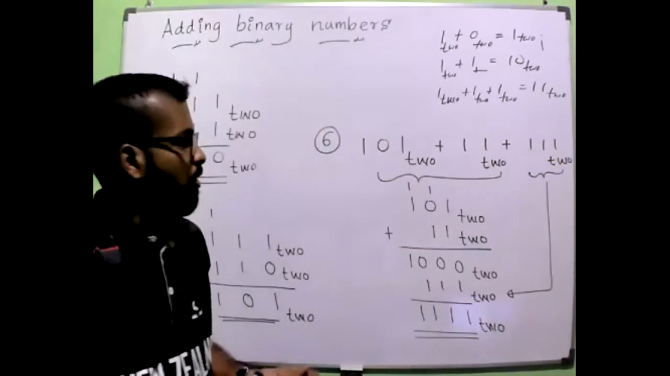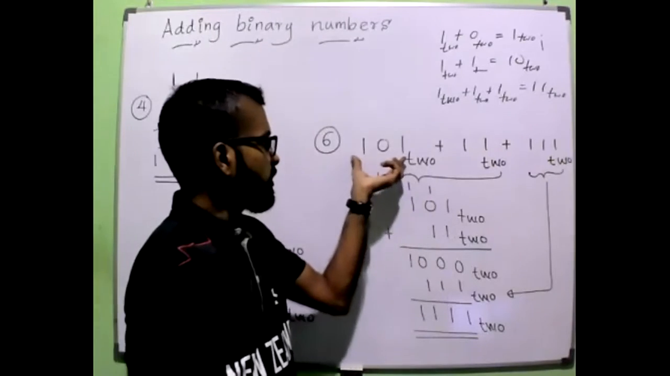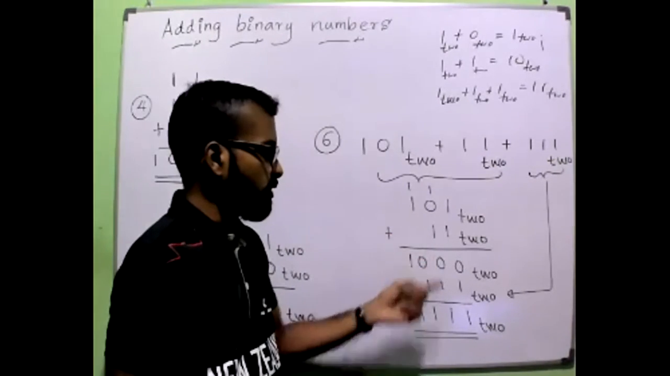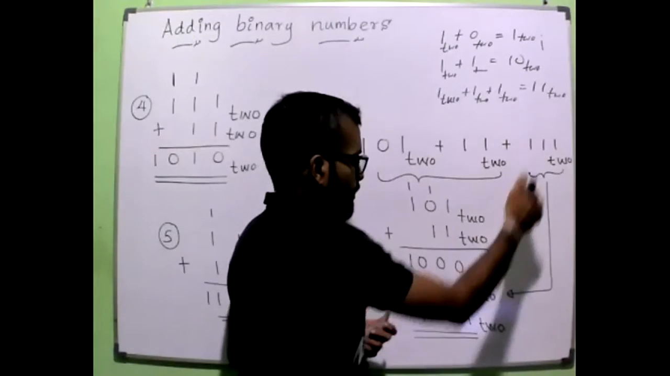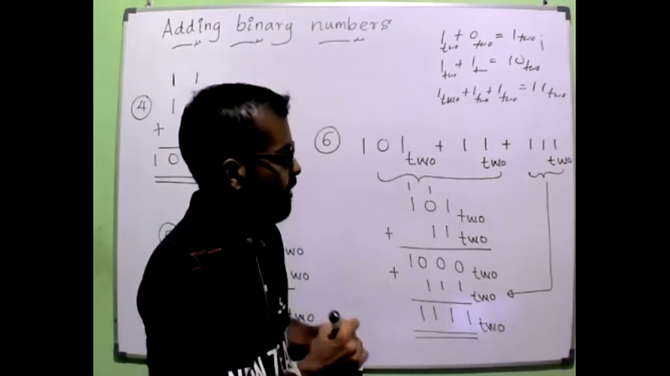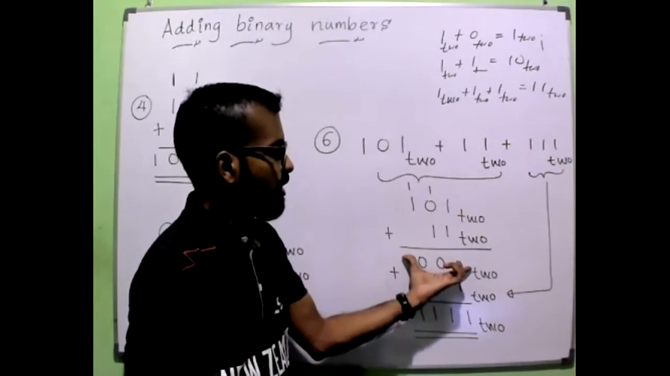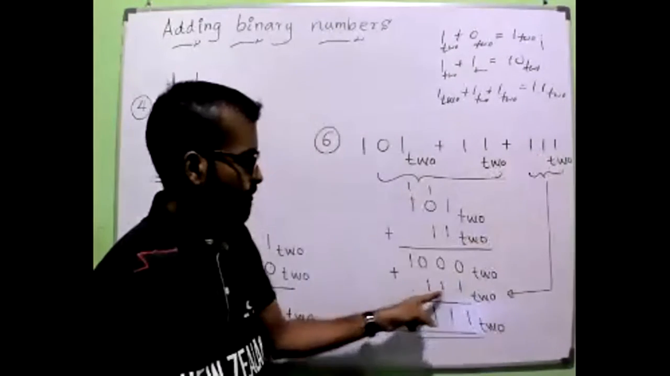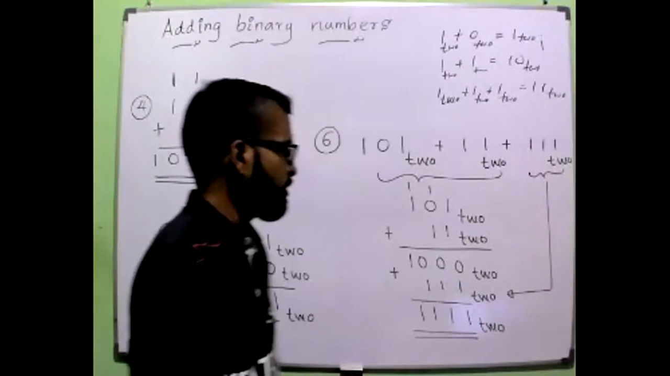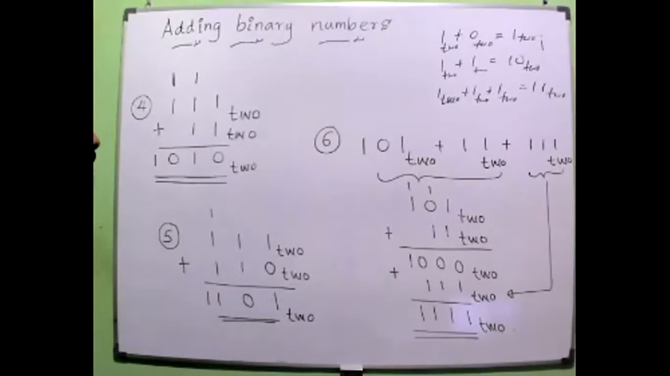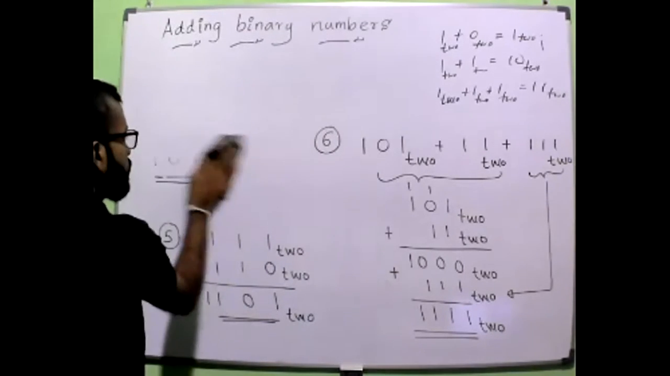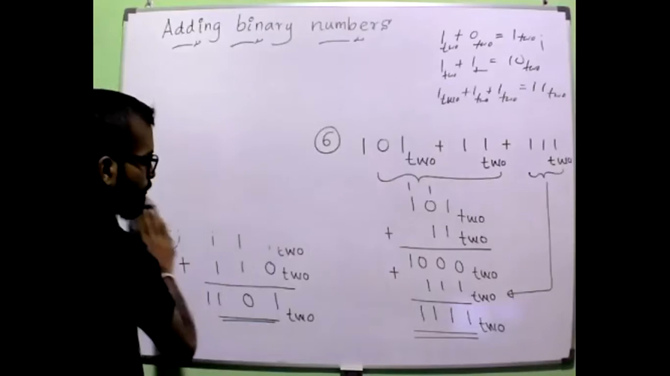Now I know you know how to do this. First take these two and do the addition and get the answer for that. Then, to the answer that you obtain, add the last number. Then you can get the final answer. So this is how we are going to solve a question when you have more than two binary numbers.